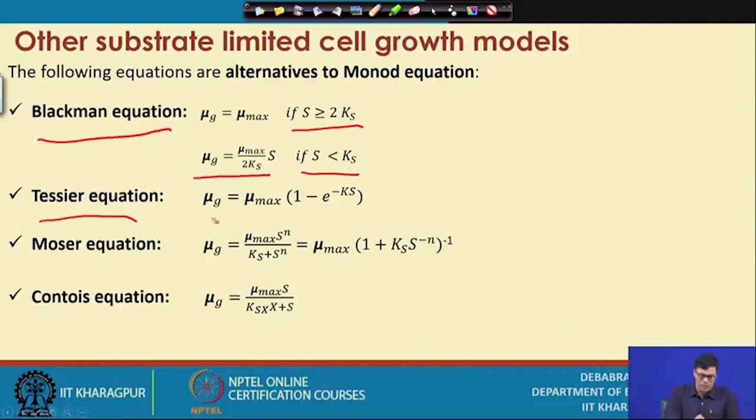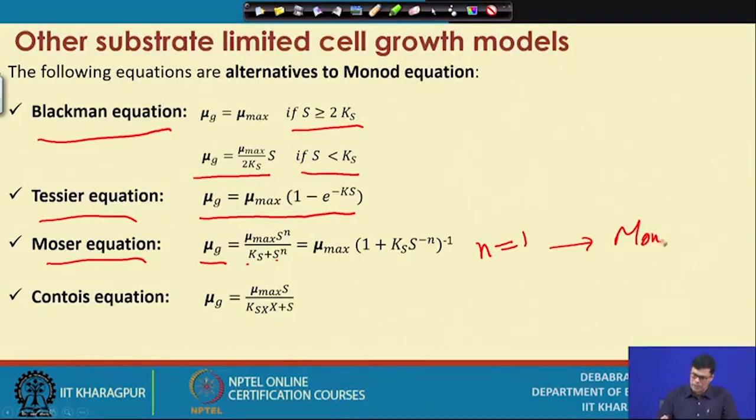The Tessier model is mu g equal to mu max times 1 minus e to the power minus k S. And then the Moser model is mu g equal to mu max S to the power n over Ks plus S to the power n. Here we can see that if n equals 1, then this equation tends to the Monod equation. Am I right? This tends to the Monod equation.